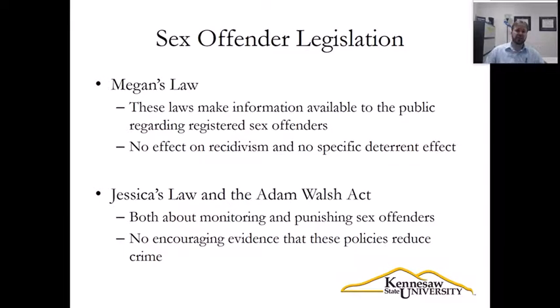So some other things that we'll talk about are Megan's Law. These laws make information available to the public regarding registered sex offenders, and this is what you see when you see these registries in each state. But there is no effect on recidivism and no specific deterrent effect of these. They're more just for public knowledge. So Jessica's Law and the Adam Walsh Act are both about monitoring and punishing sex offenders. There's no encouraging evidence that these policies reduce crime or sex offenses either, which is interesting.